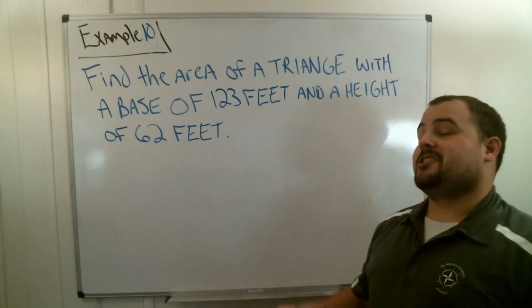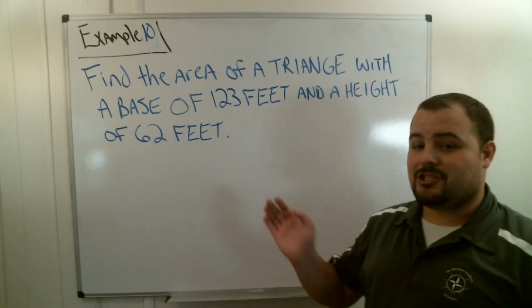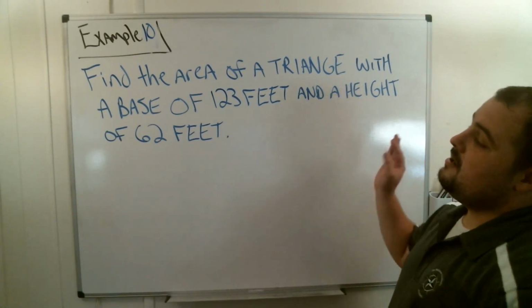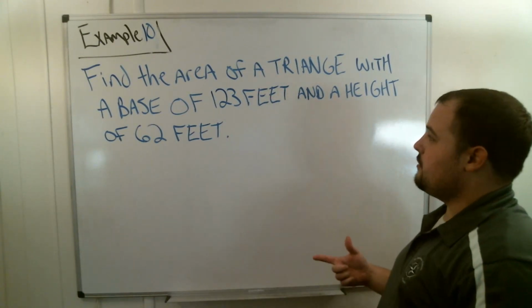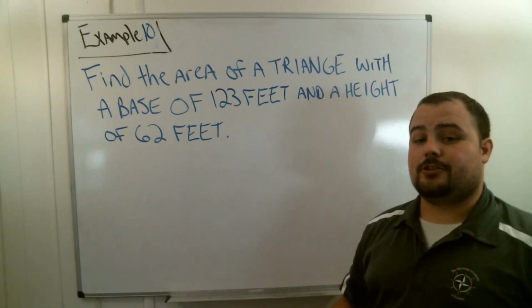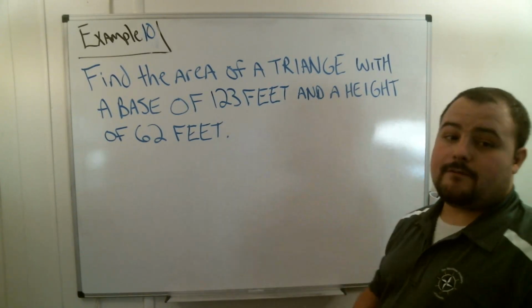All right, example number 10. We're moving on to real life problems. Just trying to get done with this lesson now. It says find the area of a triangle with a base of 123 feet and a height of 62 feet. So we have 2 pieces of information.